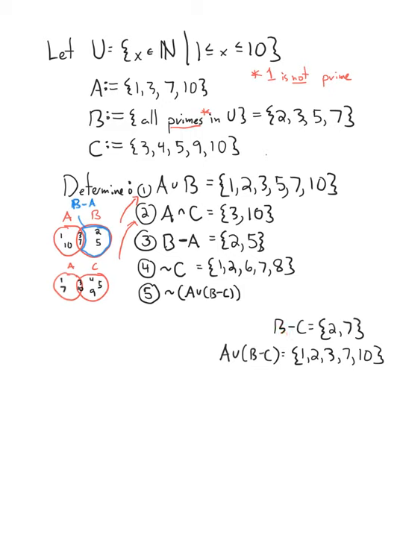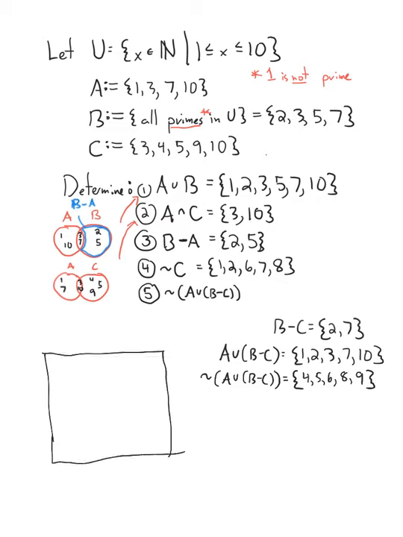And now we just want the complement of that. So the complement of A union B minus C is everything in the universe that's not in that set. So that's going to be 4, 5, 6, 8, and 9. So the other numbers from 1 to 10. So there we go. Now, quickly, just to draw this in terms of a Venn diagram, here's our universe here.